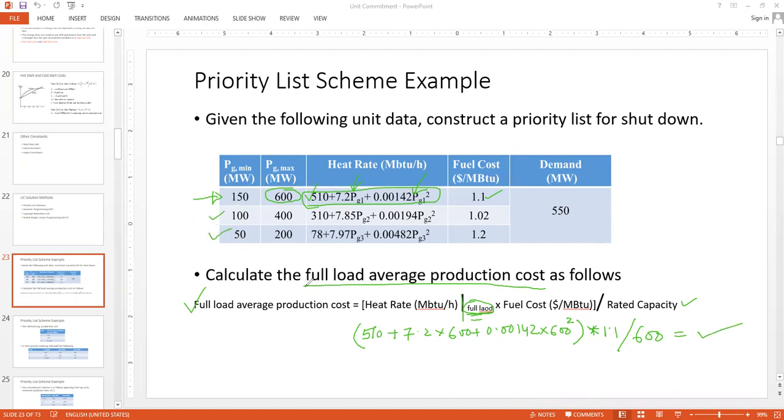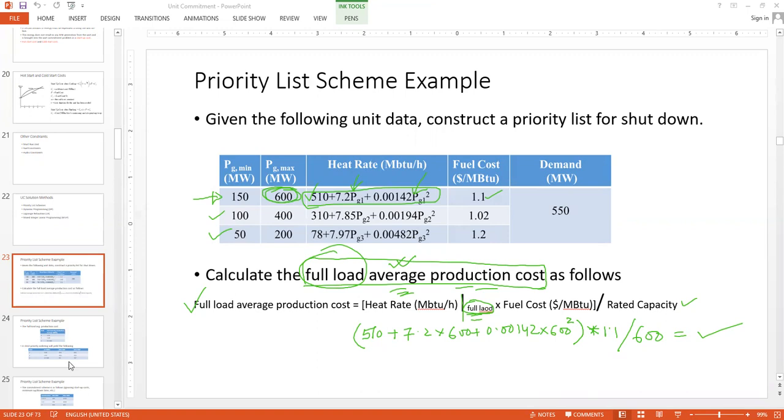This is some sort of average production cost at full load. When the system is providing the full load, that means the full rated capacity has been used for that specific unit, then what is the average production cost? This is the explanation of full load average production cost. Once we calculate this for unit number 1, unit number 2 as well as unit number 3, what are we going to get?